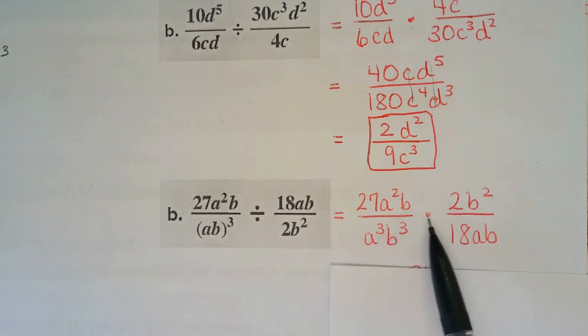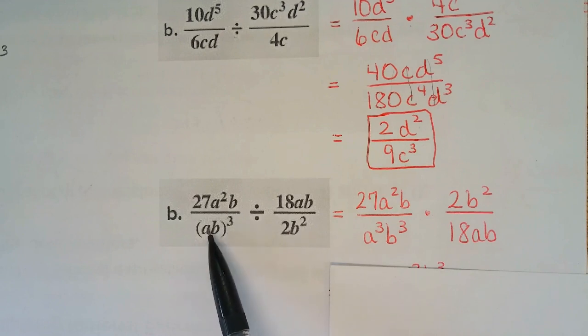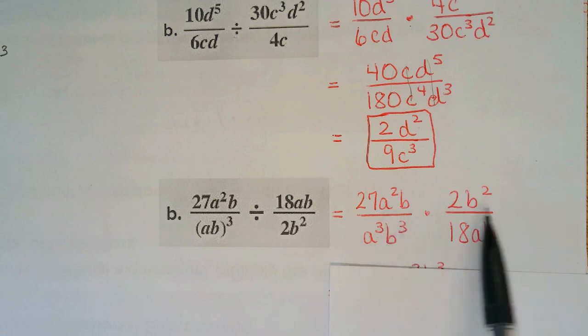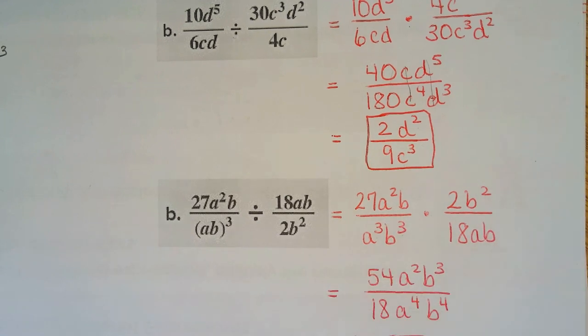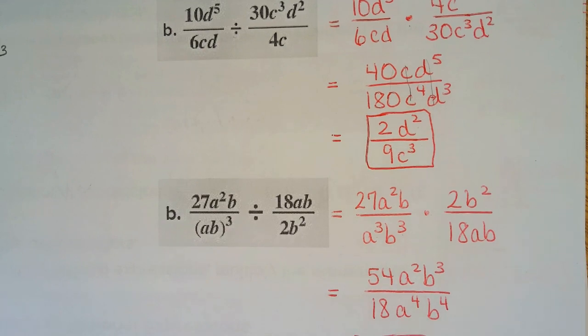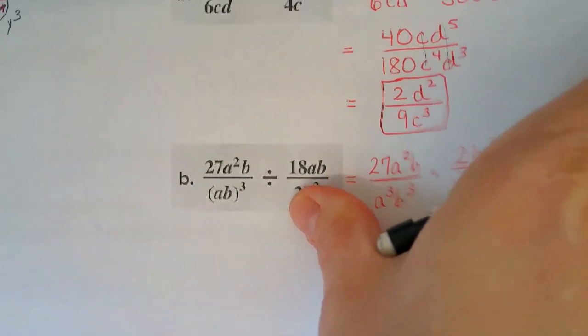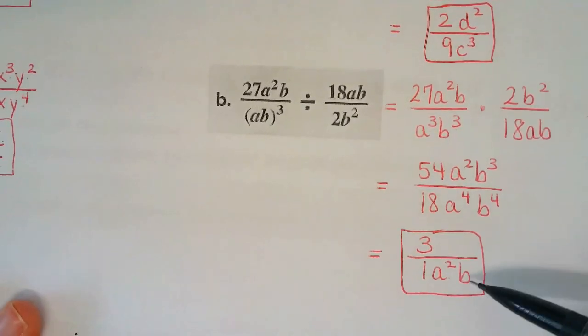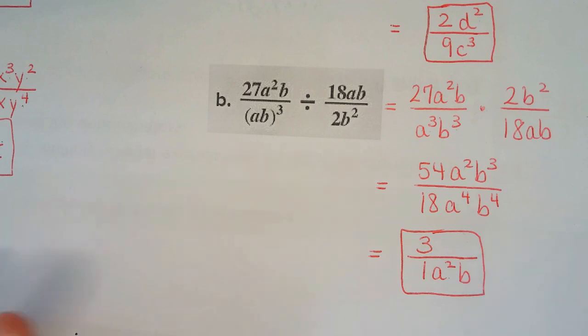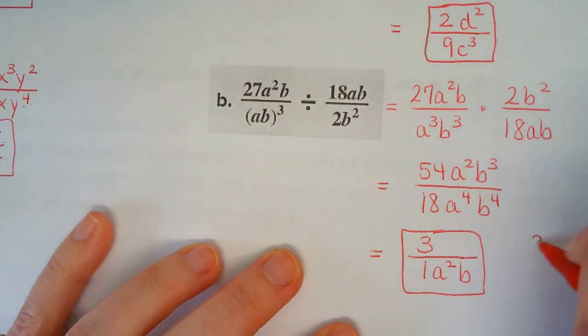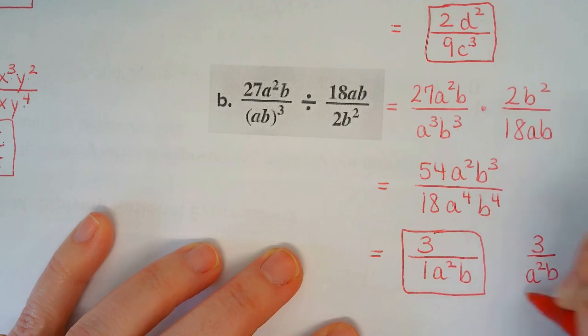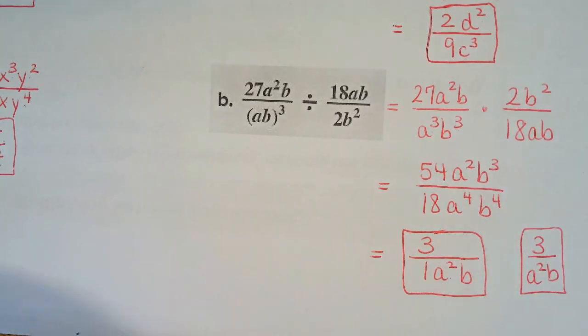So I went ahead and did keep, change, flip. I also distributed this power of 3 to both of these just to make it a little cleaner without parentheses. So I'm going to multiply straight across. So I got 54 a to the second, b to the third, 18 a to the fourth, b to the fourth, and then I'm looking at like terms. So this becomes 3. This becomes a squared on the bottom. This becomes b to the first on the bottom. Okay, so if you wanted to, you could also not put that 1 on the bottom and just rewrite it like that.